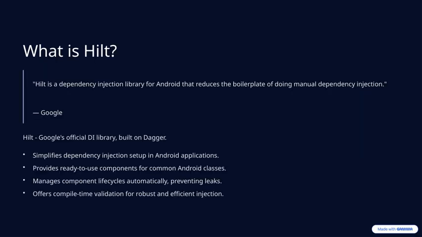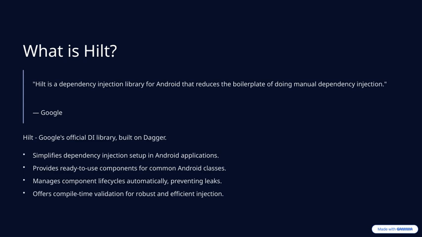So, what is Hilt? Well, Hilt is a dependency injection library specifically designed for Android. Its main goal is to reduce the amount of boilerplate code we usually have to write when setting up dependency injection manually. As Google describes it, Hilt simplifies this process significantly, making our lives easier. Hilt is actually Google's official dependency injection library, and it's built on top of Dagger, which many of you might already be familiar with. The beauty of Hilt is that it streamlines the setup process in Android applications, so we can focus more on building features rather than managing dependencies.